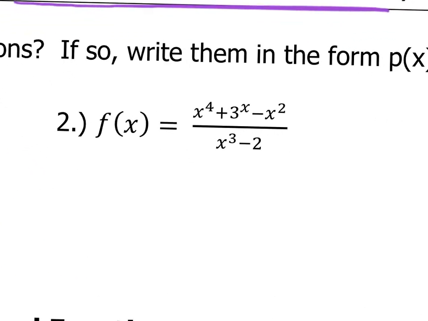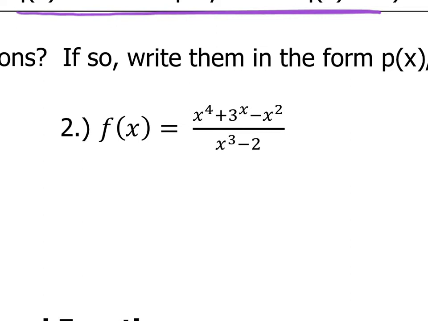If you look at the second one, this is pretty close to being a rational function, but there is one thing that actually makes it not. And you might be seeing it, but it is that exponent of x. Because you have that in your numerator, that makes the numerator not a polynomial. And because your numerator is not a polynomial, then your function f cannot be a rational function.